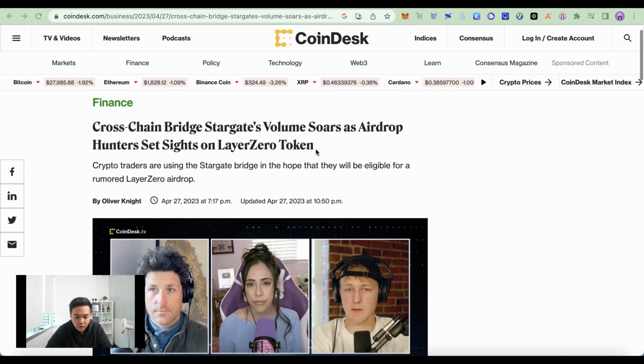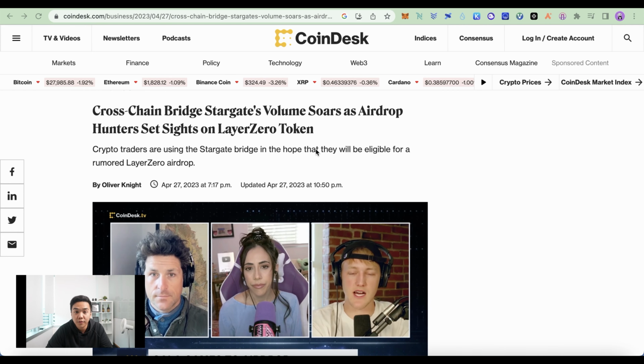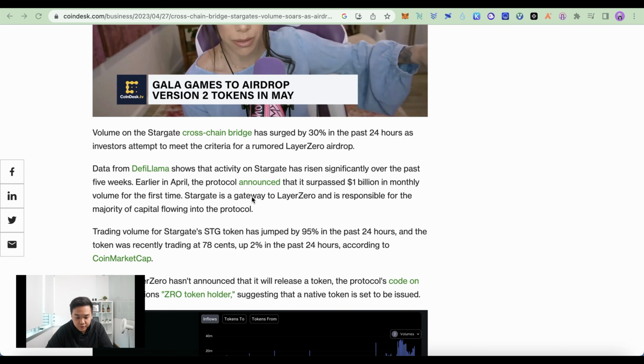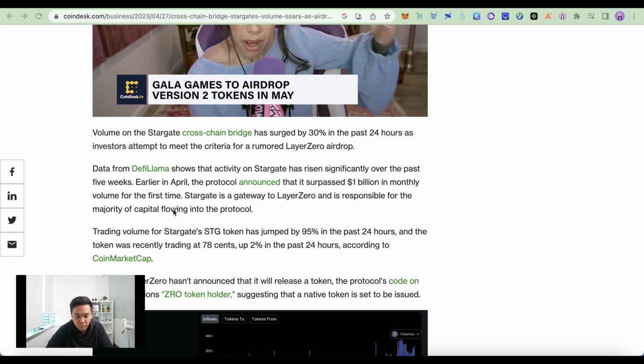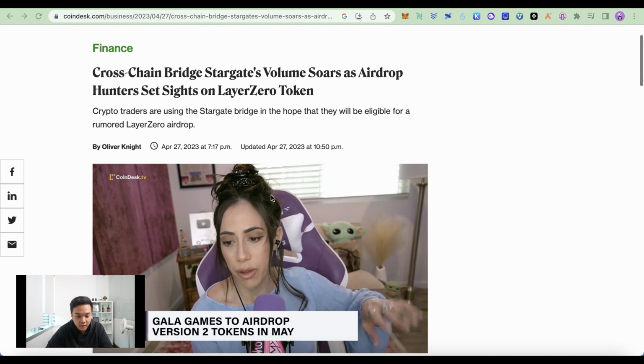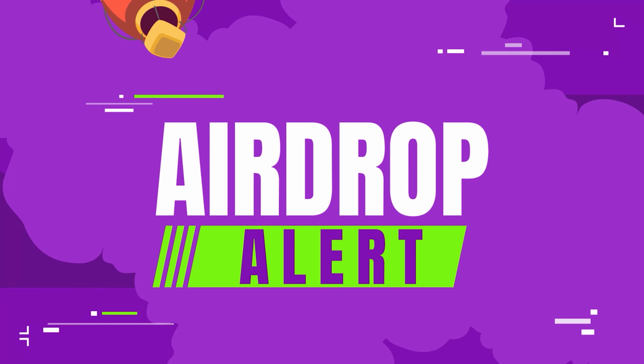This is massive. And recently, we're seeing a lot of volume on Stargate Finance, which is one of the first protocols launched on LayerZero. Since April, we've seen $1 billion in monthly volume for the first time, and they're all hoping to get that LayerZero token airdrop. This is insane. There are speculations that the ZRO token will be launching this year. So in this video, we'll show you a couple of things you can do to position for a potential LayerZero ZRO token airdrop. Here we go.